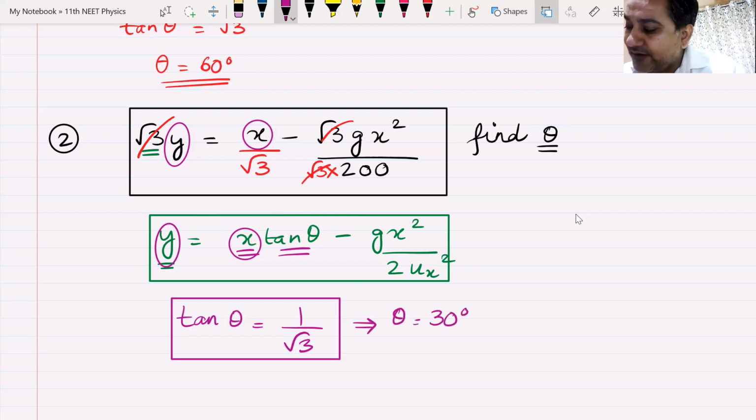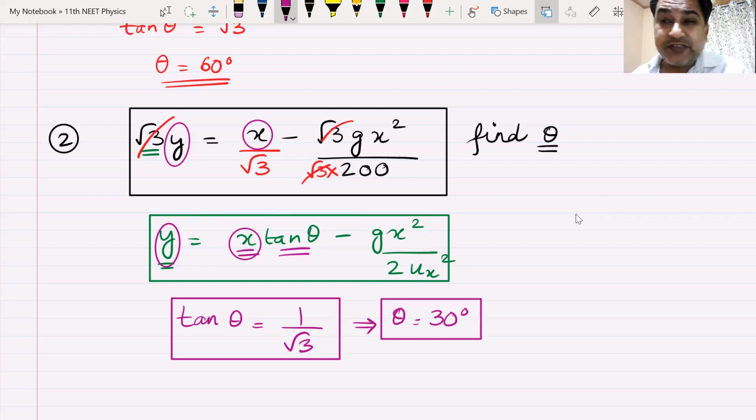You must know the values of tan. Tan of 0 is 0. Tan of 30 degrees is 1 by root 3. Tan of 45 degrees is 1. Tan of 60 degrees is root 3. And tan of 90 is undefined. So that is how you solve this question.